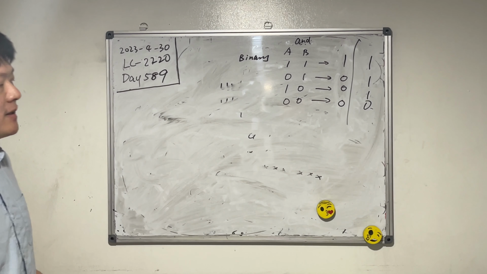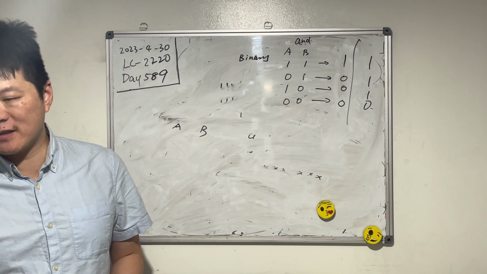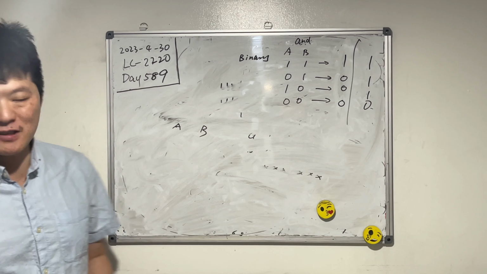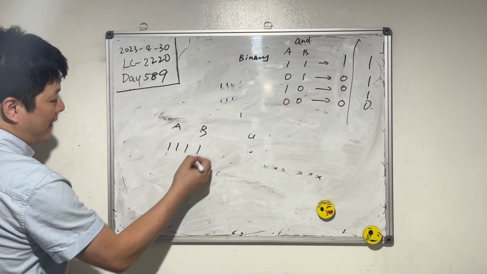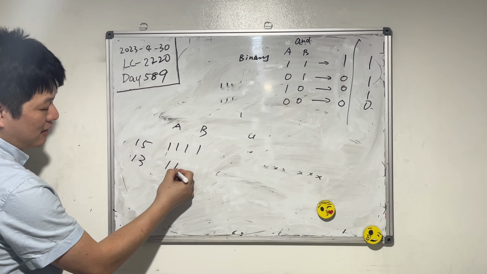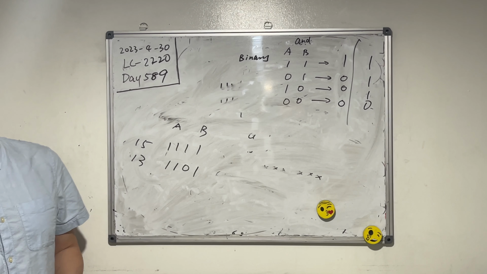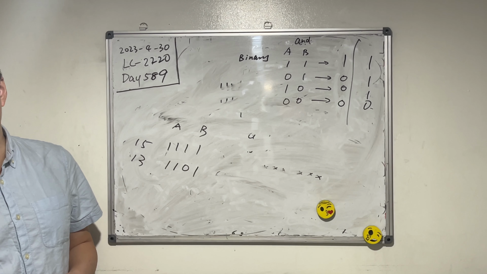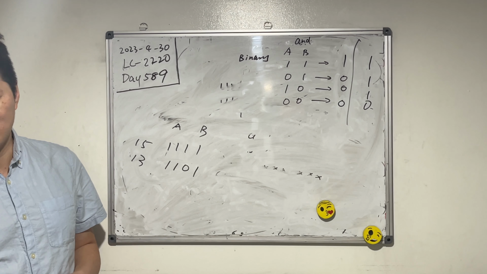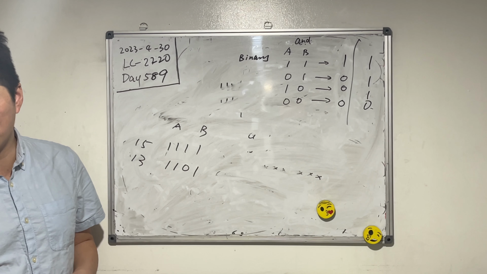We're given two numbers, A and B. We want to find out the minimum number of flips to make one into the other. For example, 1 1 1 1, and this is 15, right? 13, let's say 13 is 1 1 0 1. And 11 is 1 0 1 1. How many flips do we need to make to turn one into the other?